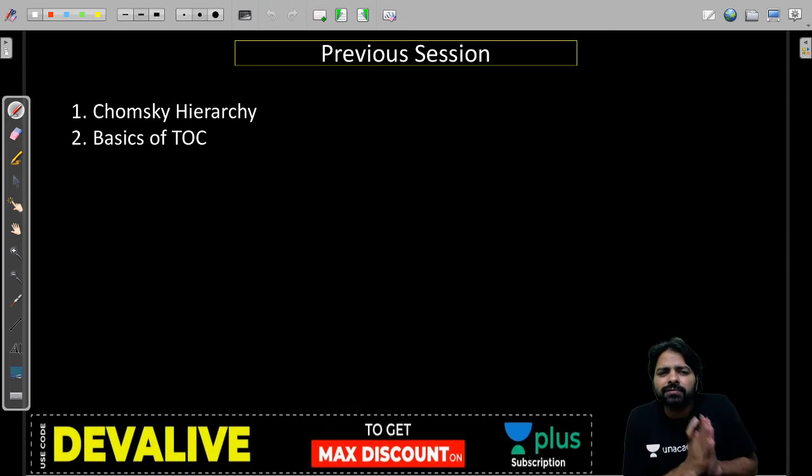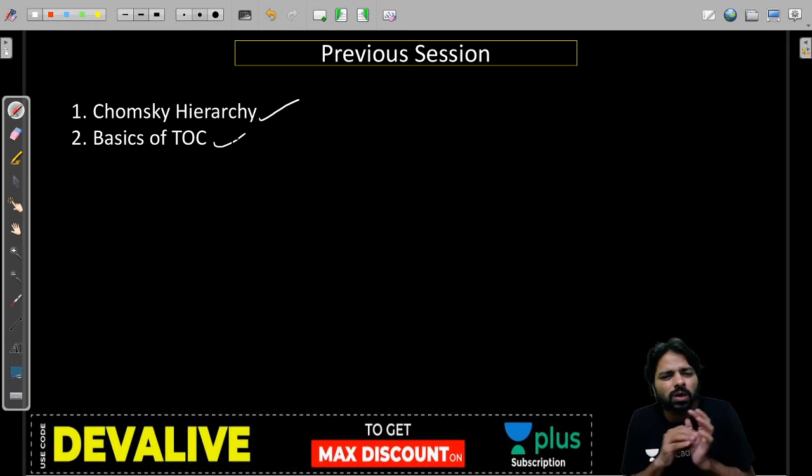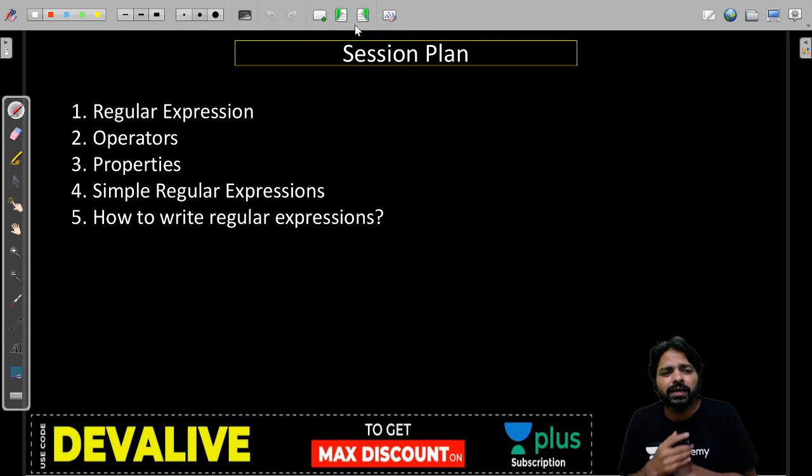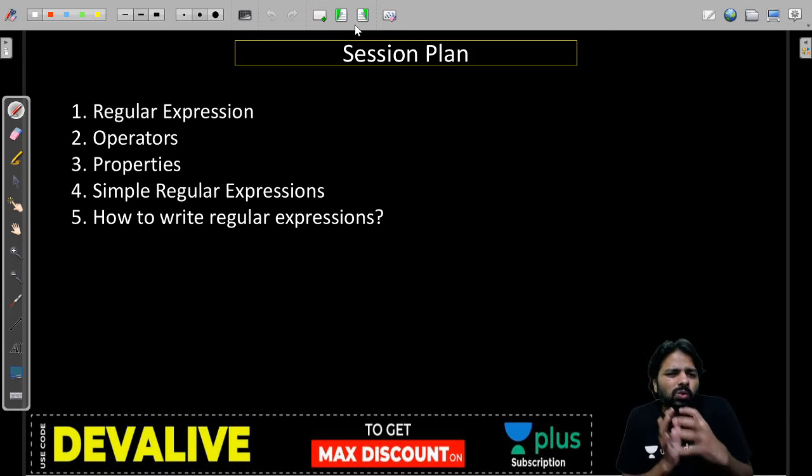Okay, so in the previous session I explained the Chomsky hierarchy. I also explained a few basics like what is a symbol, what is a string, what is a language, and what is an automaton. Now we have this session's plan: regular expression. What is a regular expression, what operators we use, what are the properties of those operators, and how to understand and write expressions. These are the main things we are going to deal with today.